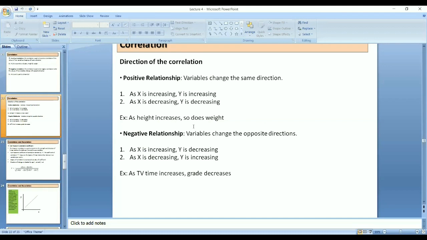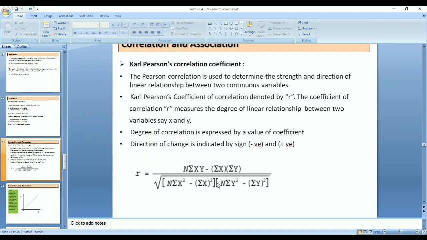So it is a positive relationship between the two variables. In negative relationship, variables change in opposite direction. So X is increasing, Y is decreasing; X is decreased, Y is increased. If TV time increases, obviously your grade will decrease. If you spend more time on TV, you will get lower grades.